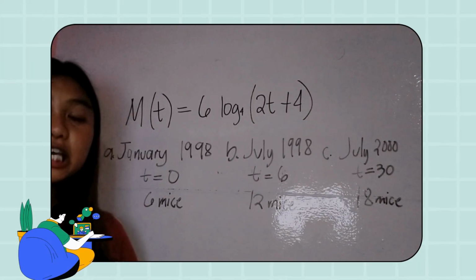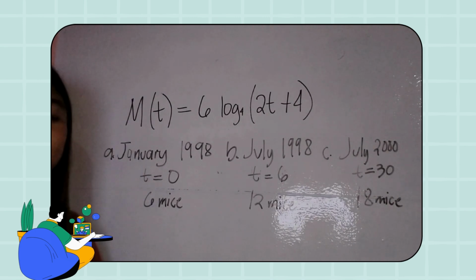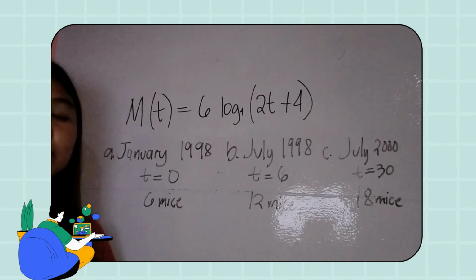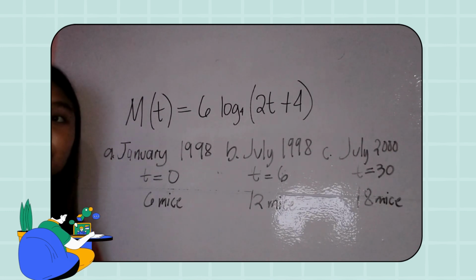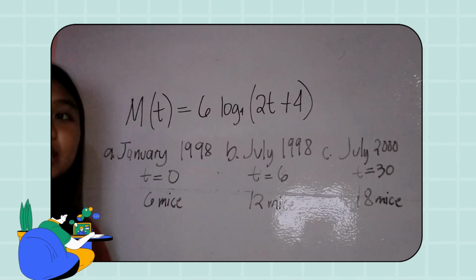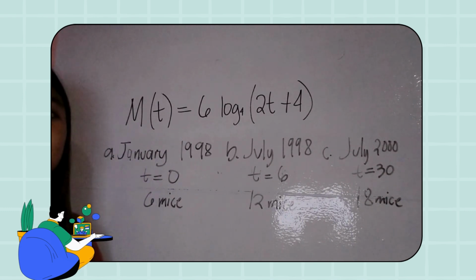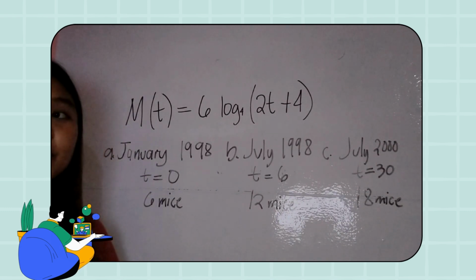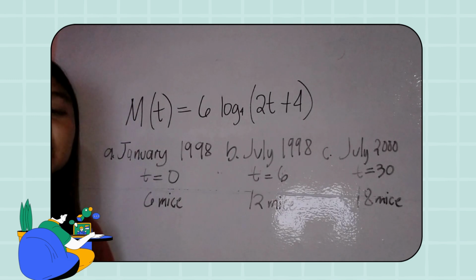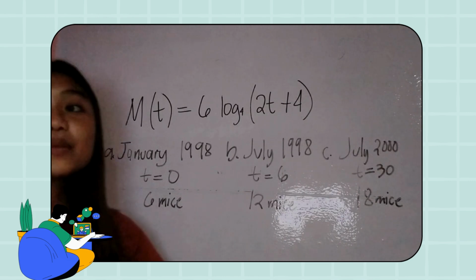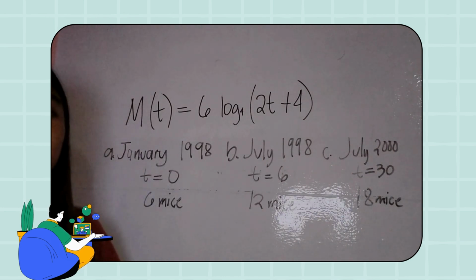So in summary, in January 1998, when t is equal to 0, there were 6 mice. In July 1998, when t is equal to 6, the number of mice grew to 12 mice. In July 2000, when t is equal to 30, the mouse population reached 18 mice. This illustrates how the mouse population increases over time, according to the logarithmic model given by the function. As we can see, the number of mice grows over time, but the growth rate slows as time passes, which is characteristic of logarithmic growth.